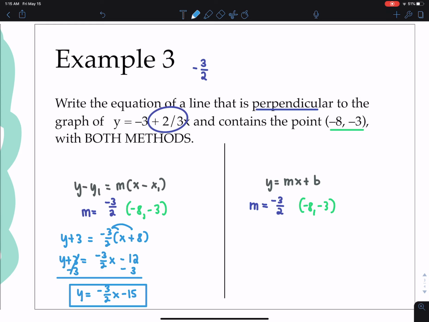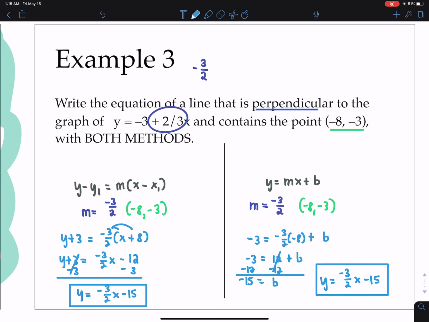And then slope intercept form, we have negative 3 equals negative 3/2 times negative 8 plus b. So negative 3 equals positive 12 plus b. So we need to subtract 12 from both sides to get b by itself, which means b is negative 15, which means that y is going to equal negative 3/2 x minus 15.